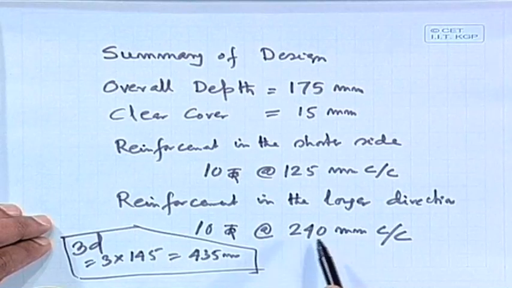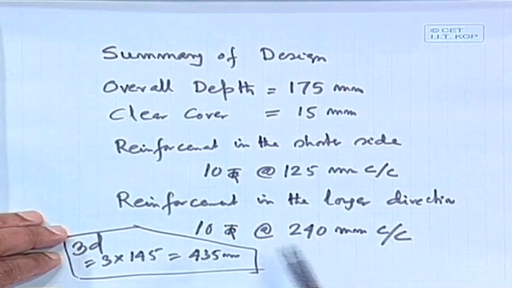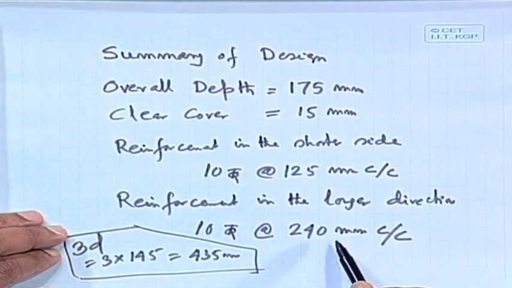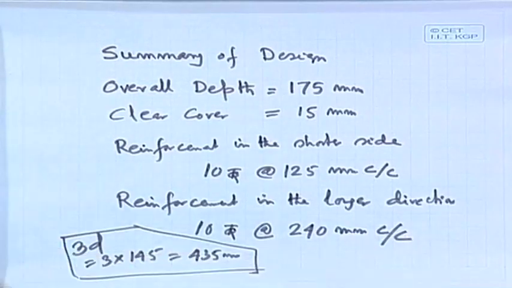Now, we have to check that as per IS 456, it should not be more than 3D, 3 times the effective depth. So, in that case we are getting that 240 here, and 3D means here 435. So, let us see, I can show you the clause. That is spacing of bars.